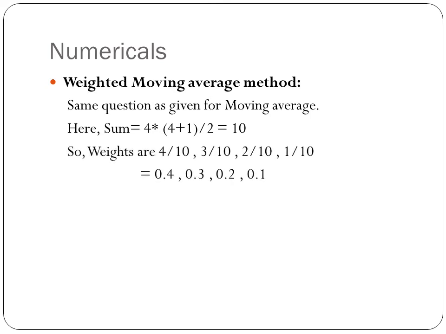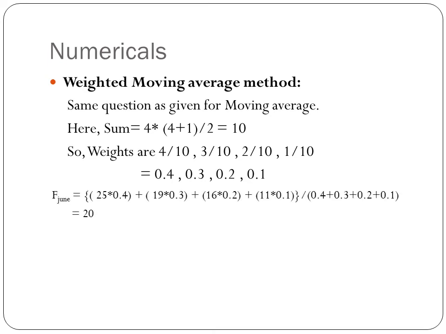And what should the weights be? n by sum, 4 by 10, n minus 1 by sum, 3 by 10, n minus 2 by sum, 2 by 10, n minus 3 by sum, means 4 minus 3, 1 by 10. That is 4 by 10 is 0.4, 0.3, 0.2 and 0.1. I think you got it.